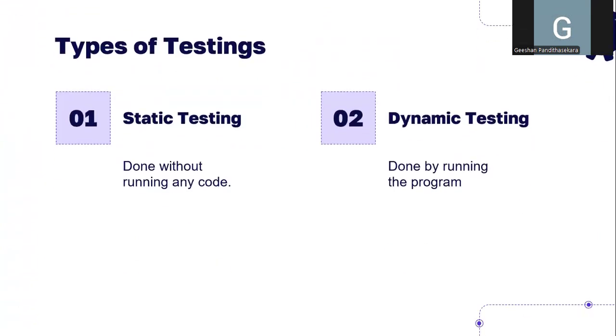There are two types of software testing. The first one is static testing, and the second one is dynamic testing. Let's begin with static testing.